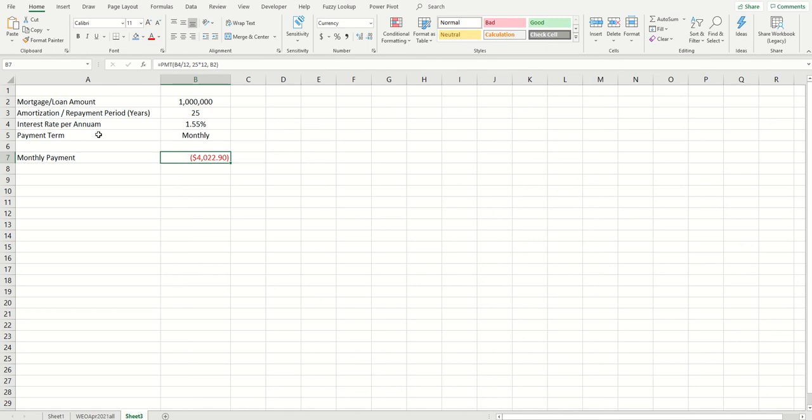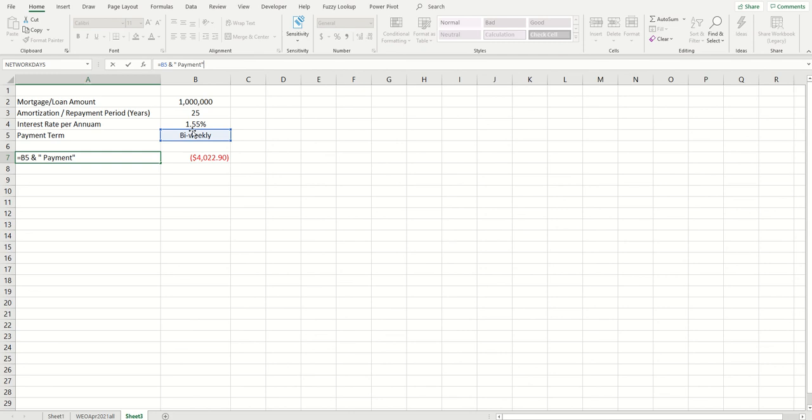All right, so let's look at how we can make it bi-weekly, because most loans are also paid bi-weekly. I had a formula here, so when you change the term here, it will automatically update. And the formula is pretty straightforward. The cell reference, and then a quotation mark, space, the word payment, and the quotation mark.